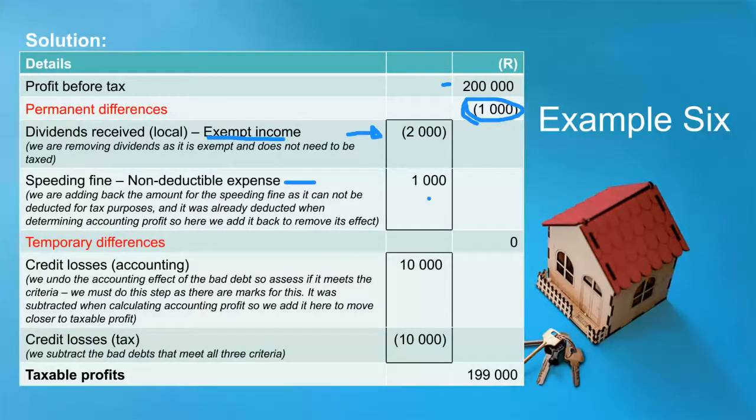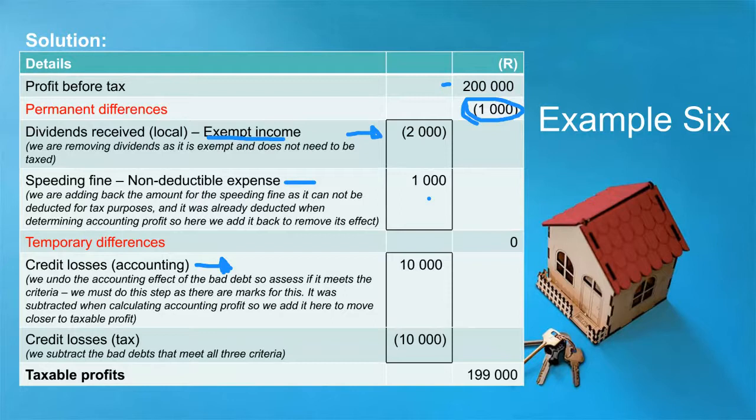So for the accounting effect, we remove the effect of the accounting deduction, right? And we do that by adding it back, and we say, listen, we're undoing the credit losses that we would have subtracted when we calculated accounting profit. But then for tax purposes, because it meets all the criteria, we are now able to deduct that amount. Now, guys, I've got a question for you.